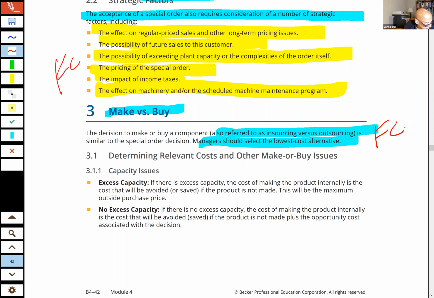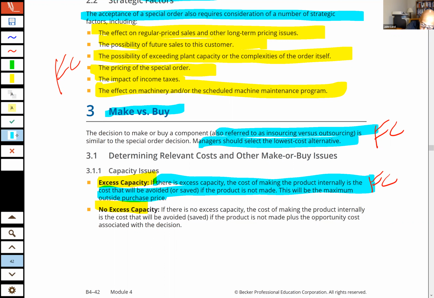Okay, and then again, we have to consider whether we have excess capacity or no excess capacity. If there is excess capacity, the cost of making the product internally is the cost that will be avoided if the product is not made and therefore acquired outside, and that will be the maximum outside purchase price. Don't purchase it outside if you can make it cheaper, right?